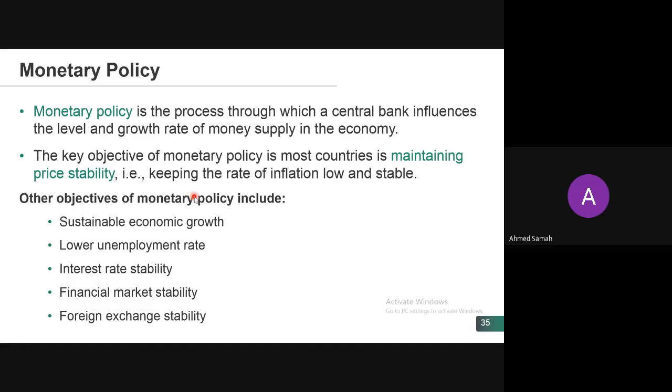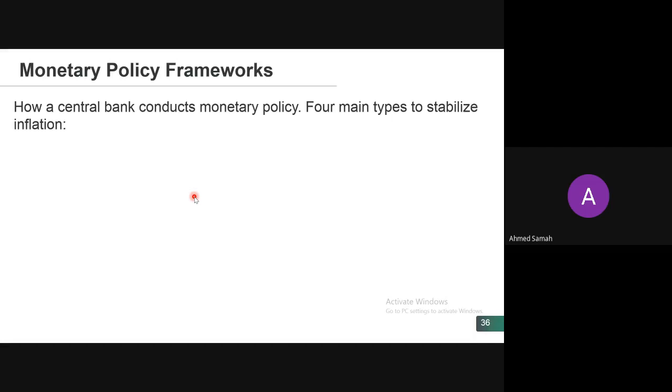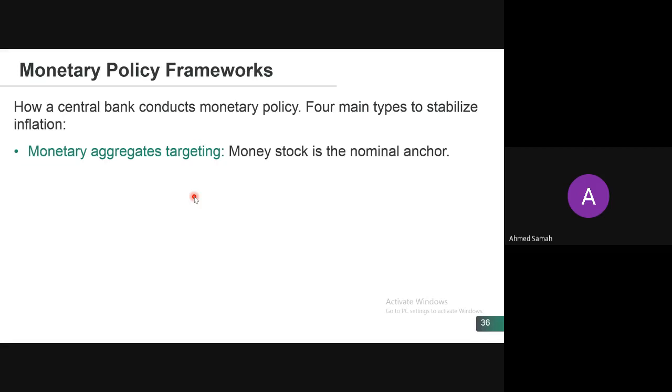So the monetary policy framework is how the central bank conducts monetary policy. There are four main types used to stabilize inflation. First of which is monetary aggregates targeting. This is when we target the money stock as the nominal anchor. For example, they target the money supply, such as M2 or M0. So M2 or M0 is the nominal anchor in this case.